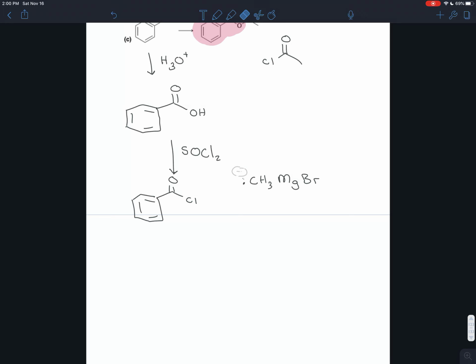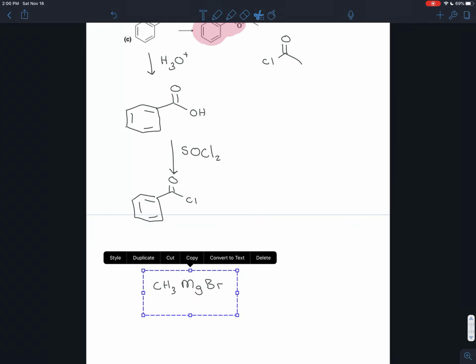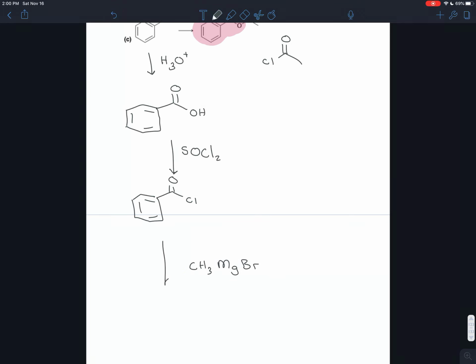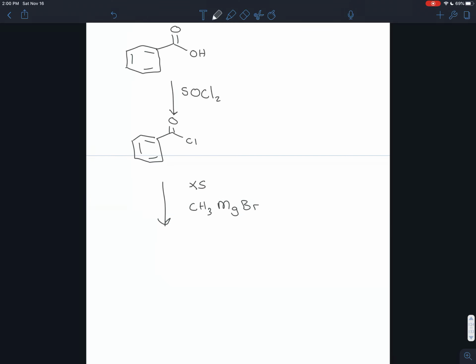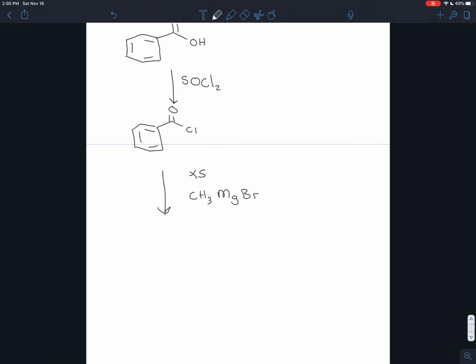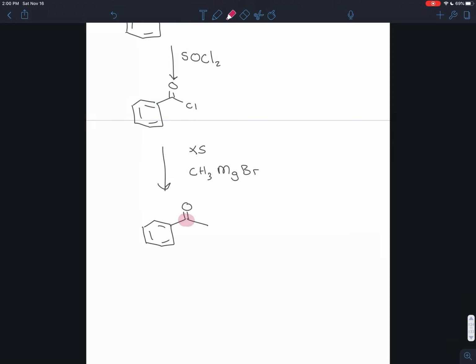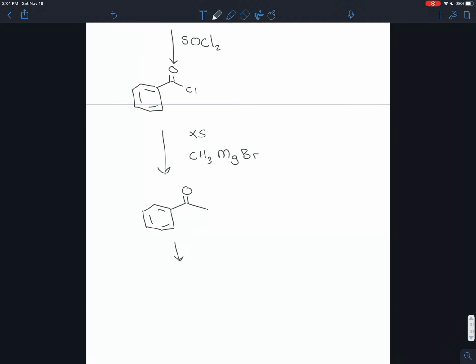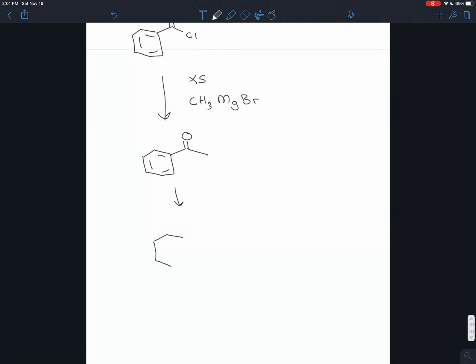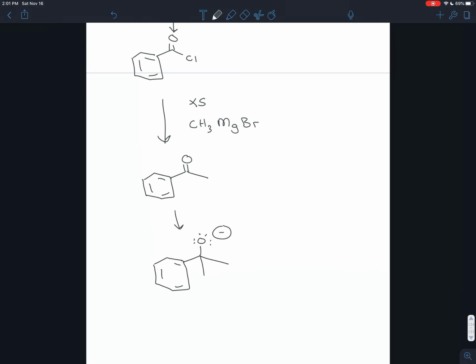So it's going to react very efficiently. We can treat this with our Grignard reagent, and if we treat it with excess, then two equivalents of this will add. The first equivalent will replace the chlorine. It's a nucleophilic acyl substitution. So you'll have just one of the methyl groups. But you still have an electrophilic carbon there, and another equivalent of the Grignard reagent would add and create another bond to a methyl group and a negative oxygen.